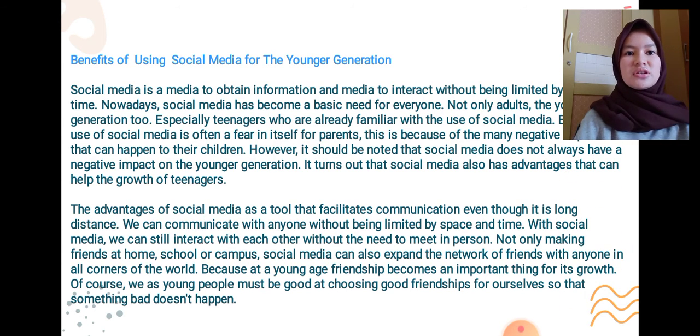The advantage of social media is as a tool that facilitates communication even though it is long distance. We can communicate with anyone without being limited by space and time. With social media, we can still interact with each other without the need to meet in person. Not only making friends at home, school, or campus, social media can also expand the network of friends with anyone in all corners of the world.